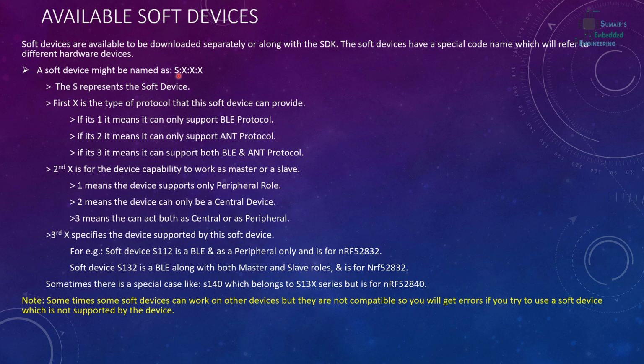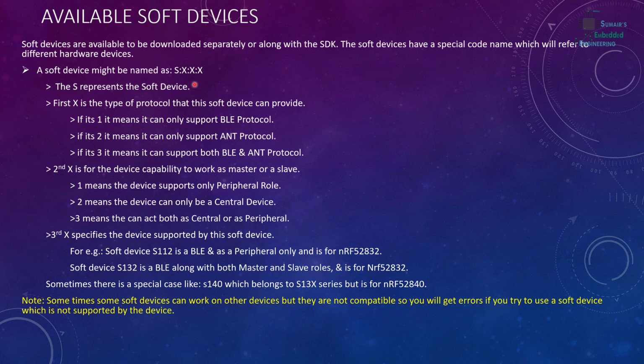So I have a simple way to represent the soft devices. Basically, Nordic Semiconductor has a basic way to represent what a soft device series means. So I have opened that series numbering into some information so that it's easier for you to grasp the concept of what a soft device is capable of. The soft devices are available to be downloaded separately or along with the SDK. Basically, the soft devices that I will be using with nRF52832 or nRF52840 are already present in the SDK, so I don't really need to download them. But we can download some specifications of the soft device so that we can know what this soft device is capable of.